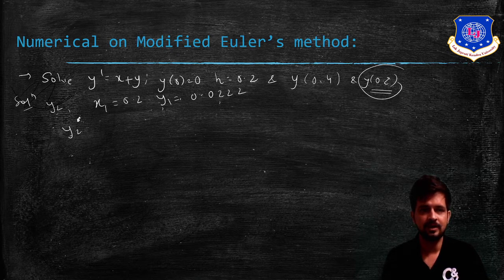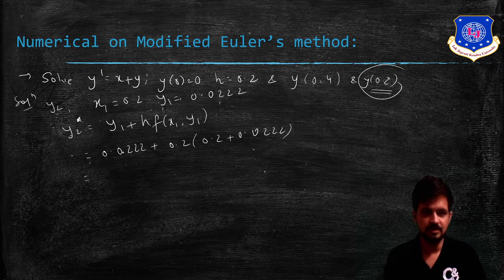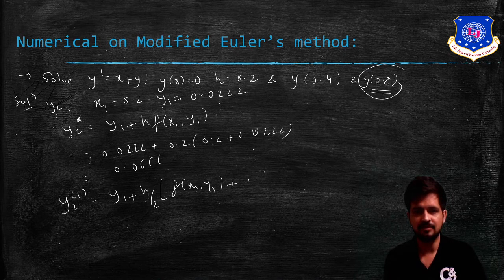First of all find y2 star. What will be y2 star? y1 plus h into f of x1 y1. So y1 is 0.0222 plus 0.2 into the function value, which means 0.2 plus 0.0222. So my y2 star will be 0.0666. Now I have to find y2 1. What is the formula? y1 plus h by 2 into f of x1 y1 plus f of x2 and y2 star, and then I have to continuously change this value.